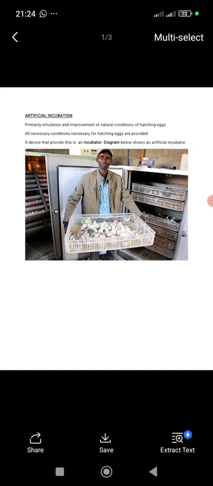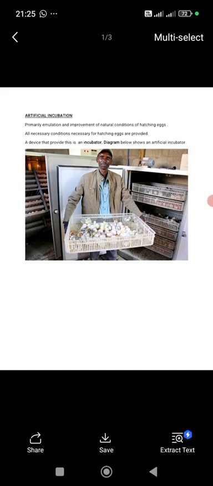Artificial incubation is primarily the emulation and improvement of the natural condition of hatching eggs by use of an incubator. In this method, all the necessary conditions for hatching eggs are provided artificially. A device that provides this condition is called an incubator. And on the diagram here, we can see the incubator, which is carried by somebody.